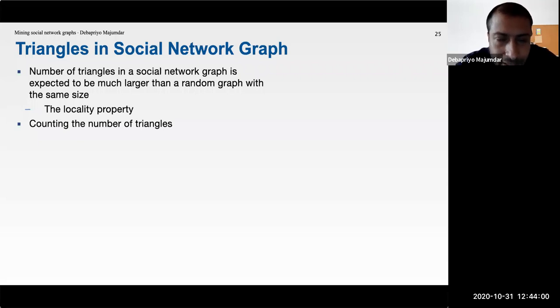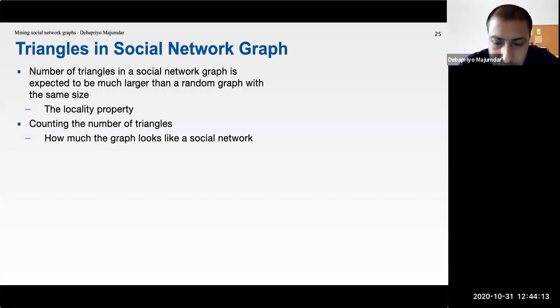And that means if we can count the number of triangles given the size of the graph, it should give us some insights about the network. What kind of insights? First of all, how much the graph looks like a social network. Secondly, the age of a community.